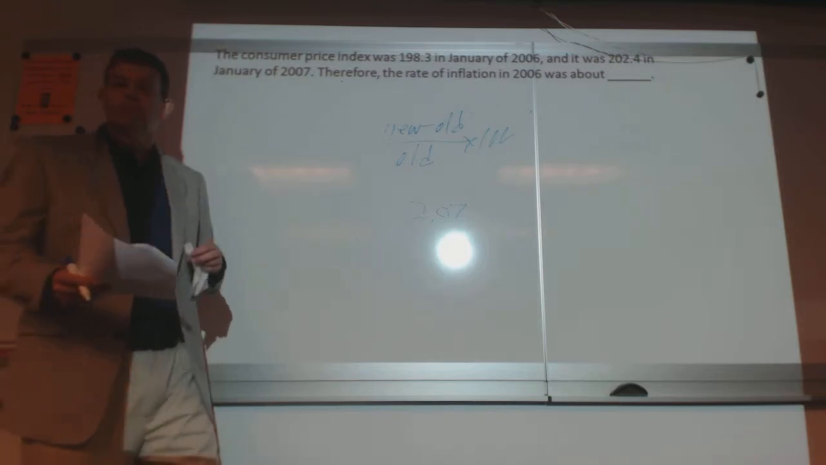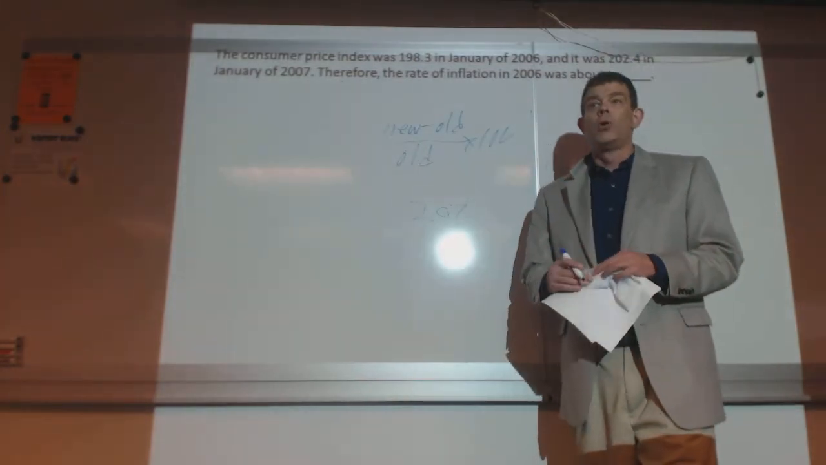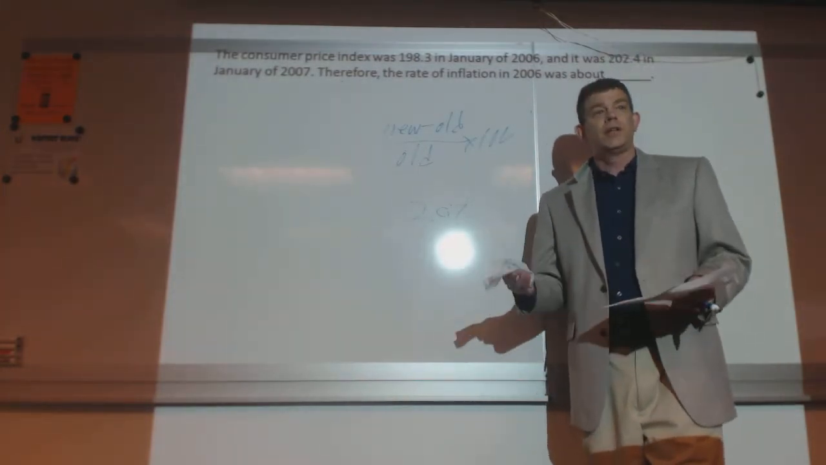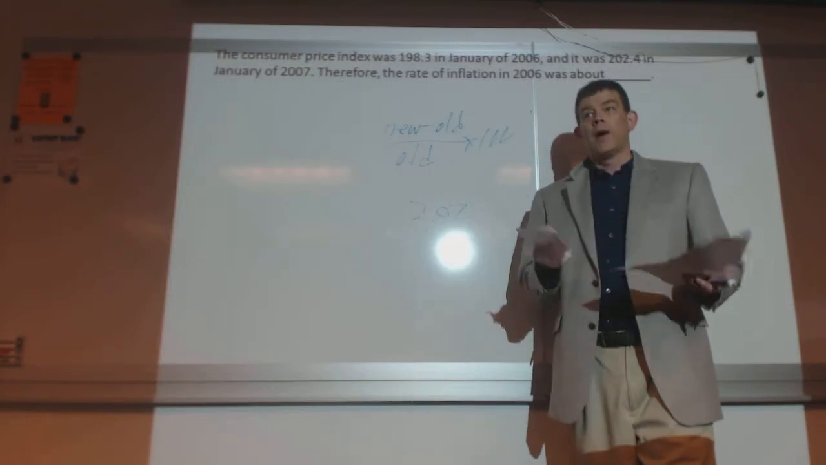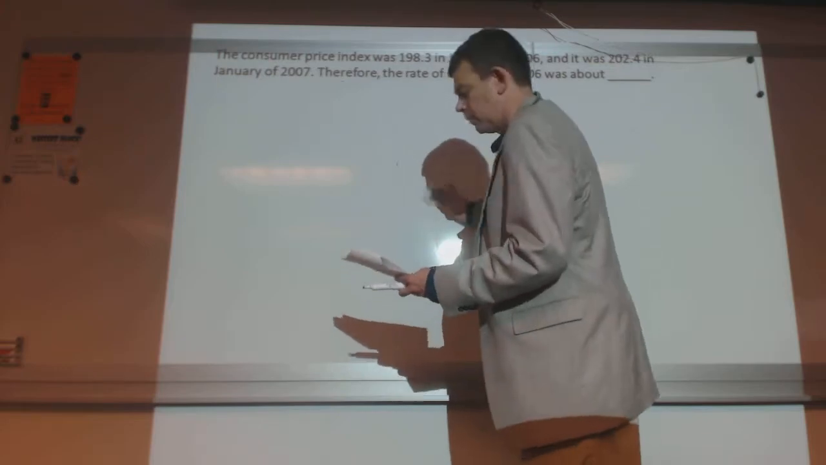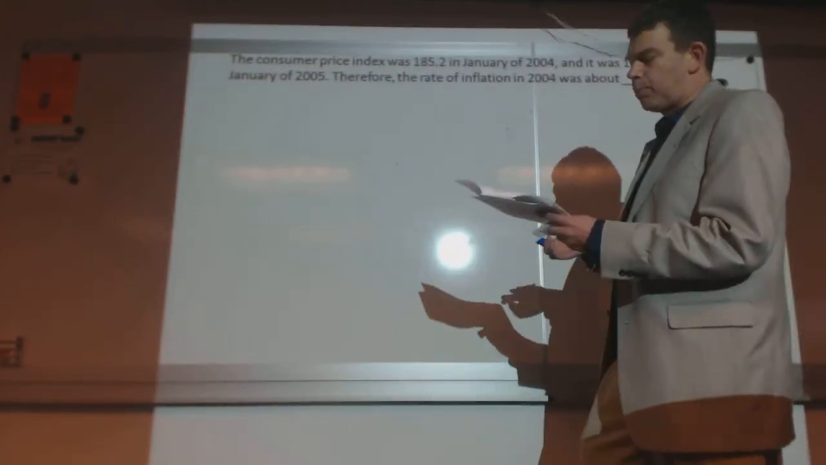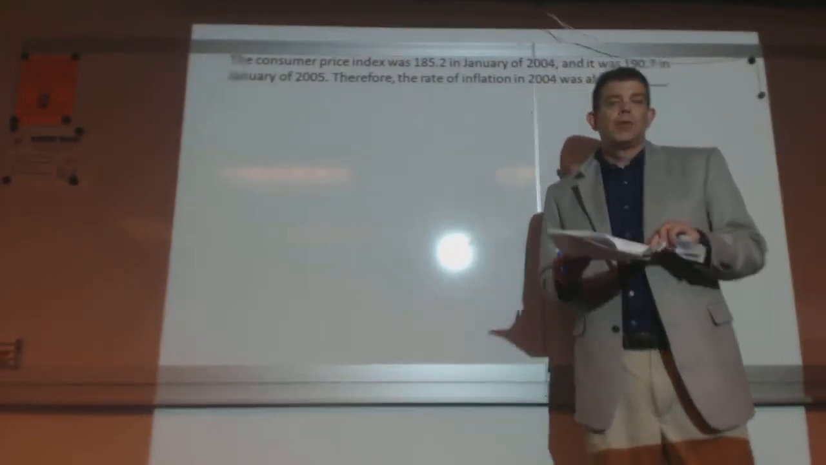Everybody get that? Okay, again, that formula saves us a lot in this particular class. Always new, whenever you're doing rates of increase, new minus old divided by old times 100. Okay, so if you calculated that correctly, completely without my help, try this next one. In January 2007, you have a price index of 185.2, and then you have a new one of 190.7. All I need to know is what's the inflation rate.